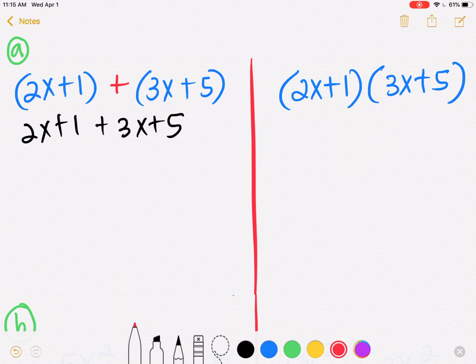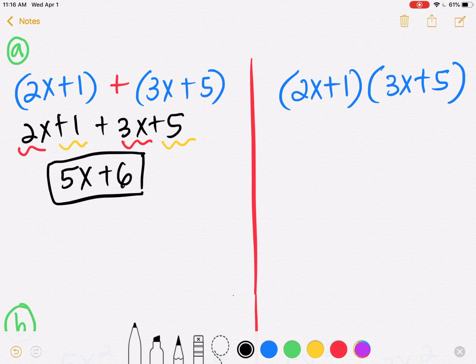Okay, so for the first one, 2x and 3x are like terms. And then positive 1 and 5 are like terms. So you can combine those. So 2x plus 3x is 5x, and then the 1 plus 5 is 6. Okay, so this would end up being your answer if you're adding those. When you're adding polynomials, you add the coefficients. The coefficients are the numbers in the front. Okay, these are coefficients, and then you carry your variable.